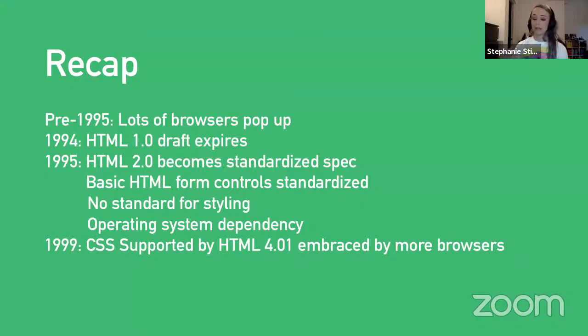And so to quickly recap the early days of the web. Pre 1995, we get lots of browsers that pop up. In 94, HTML 1.0, that draft expires. In 1995, we get HTML 2.0. Our basic form controls are standardized, but we have no standard for styling, which leads them to take an operating system dependency. And then by 1999, we finally have CSS, and it's embraced by browsers.